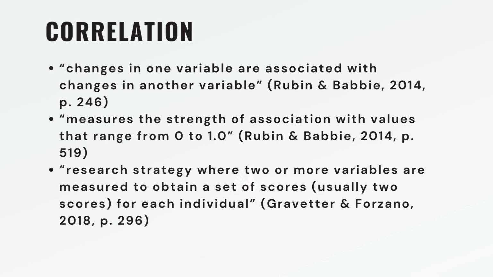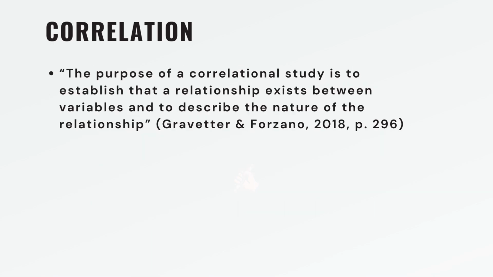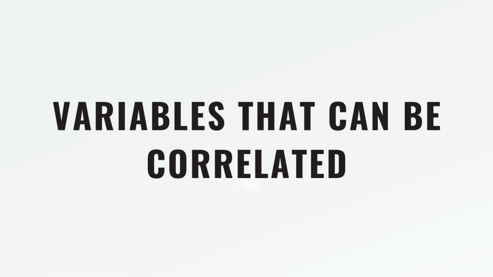In addition, Gravetter and Forzano stated that it is a research strategy where two or more variables are measured to obtain a set of scores, usually two scores for each individual. Overall, they revealed that the purpose of a correlational study is to establish that a relationship exists between variables and to describe the nature of the relationship. So, what variables can be correlated?